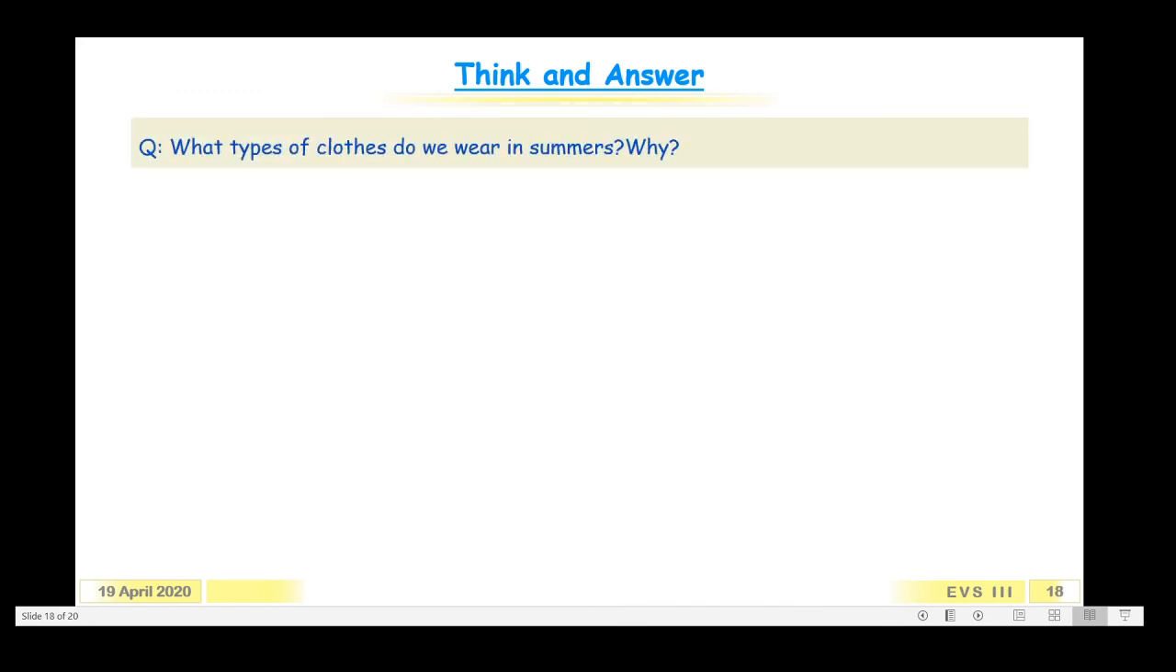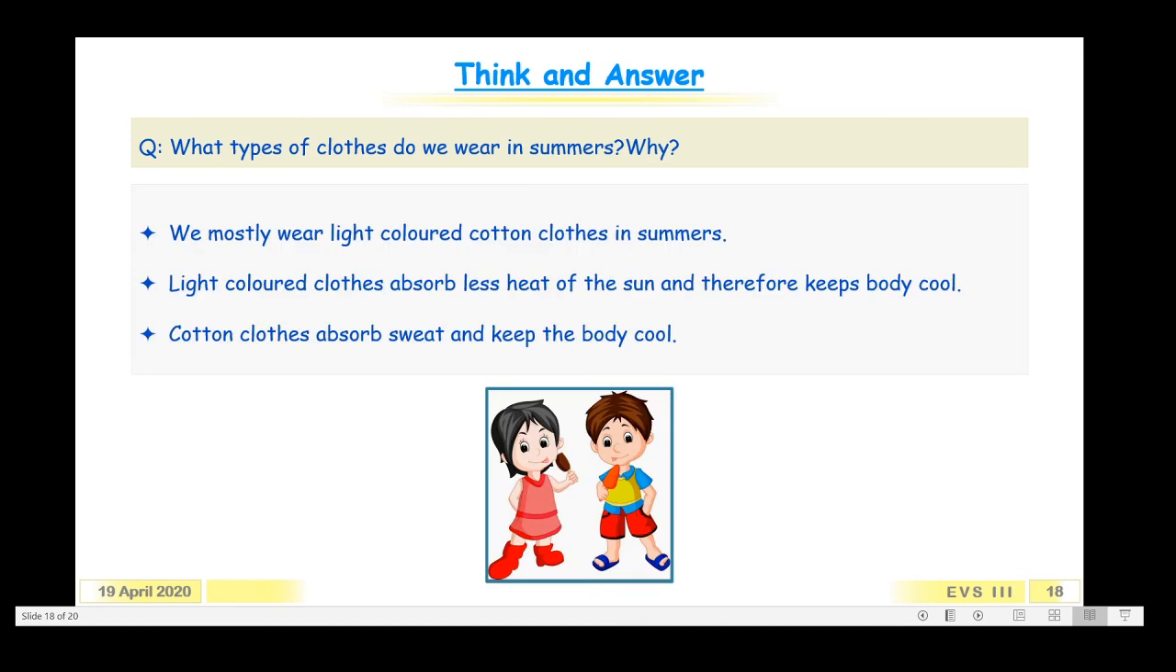Then we have what type of clothes do we wear in summers? Why? Okay, so first we have to answer that what type of clothes do we wear, and then we have to answer that why do we wear them. So we mostly wear light colored cotton clothes in summers, and light colored cotton clothes absorb less heat of the sun and therefore keeps the body cool, and cotton clothes absorb sweat and keep the body cool.